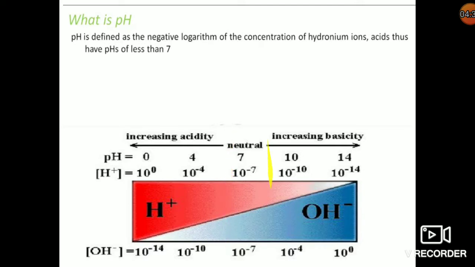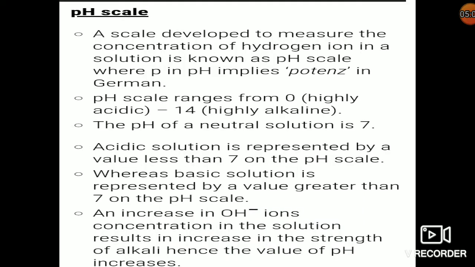Second point is, in the middle of this scale, the value is 7, and at 7 you are getting a solution which is having both. That means 50% H plus and 50% OH minus. So at a pH value of 7, the solution is neutral because it has both characters, acidic character as well as basic character.